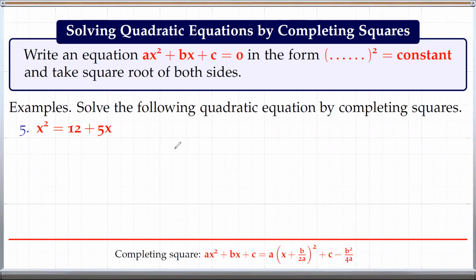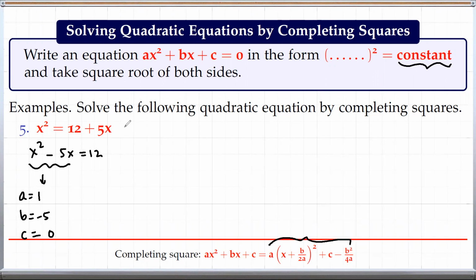x squared equals 12 plus 5x. The first step, we want to move that 5x to the left. So we have x squared minus 5x equals 12, because we want to have just constant on the right side at the end. So now we will look at this one and try to complete the square. So here a is 1, the coefficient of x squared, b is negative 5, the coefficient of x, and we don't have any constant term on the left side, so c is 0. Then we can apply this formula to complete the square.